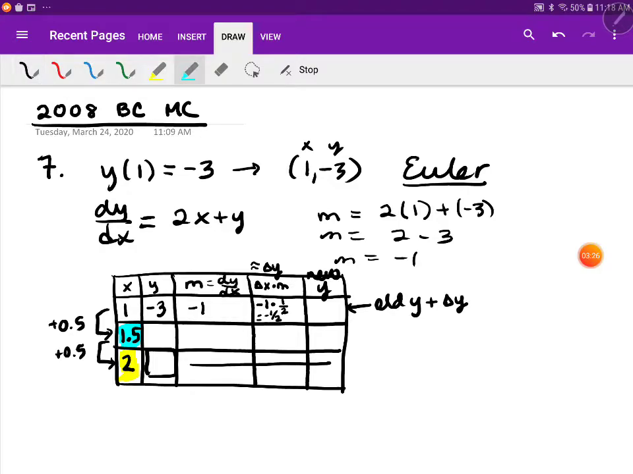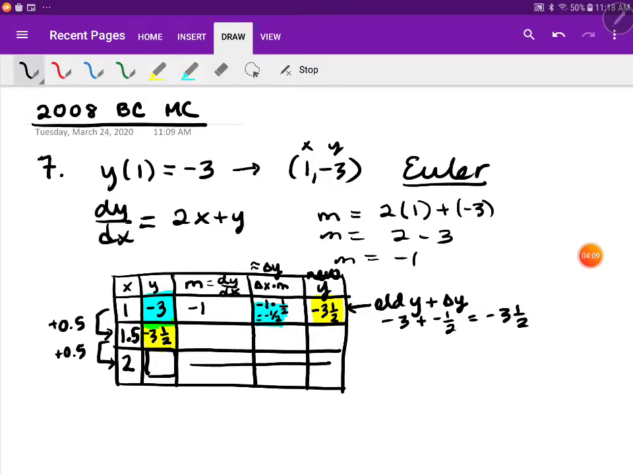Okay, so let me highlight the two values. So that's the y value plus your delta y. Okay, so your old y plus your new change in y is what gives you your new y. So that would be -3.5. Okay, so that's my -3 plus my -1/2, which is -3.5. Okay, so that's right here. So -3.5. Okay, so that's my new y. These values will be the same. Okay, the new y is the y for the next row.